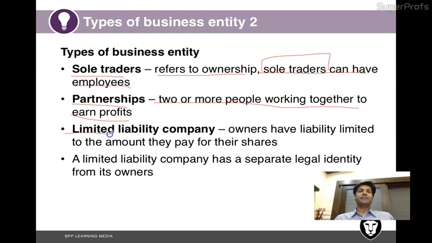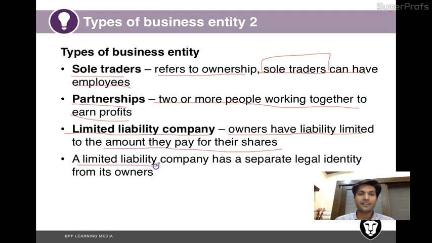And the third one is limited liability company. As the name says, here the owners have limited liability, and the liability is limited to the amount they pay for their shares. That means if you buy a share of 100 rupees, all you can lose is 100 rupees. You cannot lose more than the amount you invested. So the liability is limited to the amount you have invested, nothing more than that. That is known as limited liability.